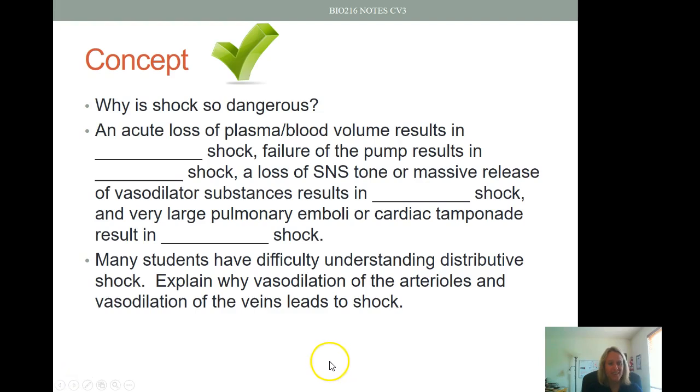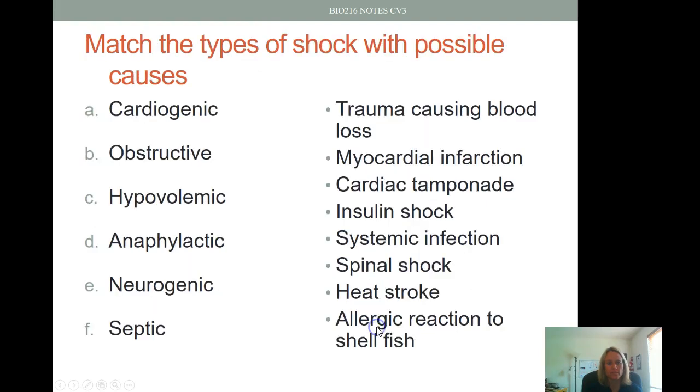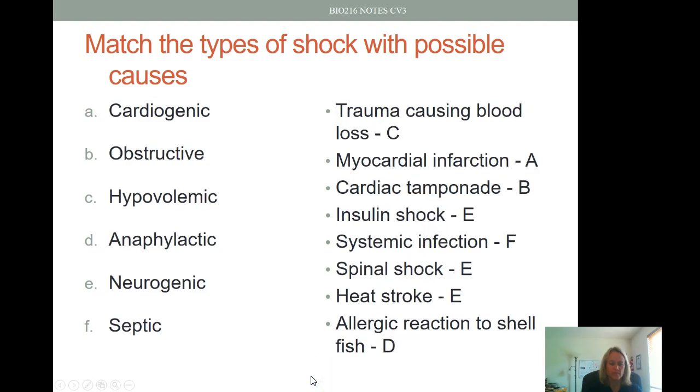Okay, and then you should answer the concept check questions. Make sure you can understand distributive shock and why vasodilation of the arterioles and vasodilation of the veins lead to shock. Finally, match these types of shock with their possible causes. And there are the results to that. And that's it.